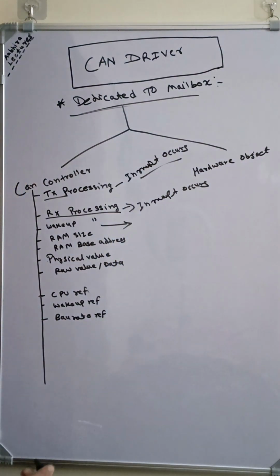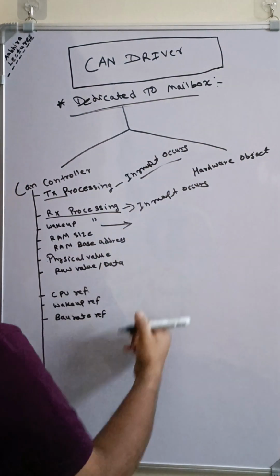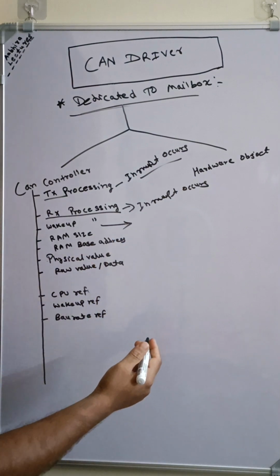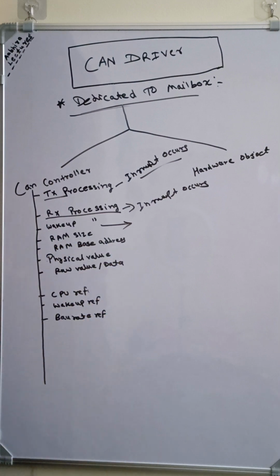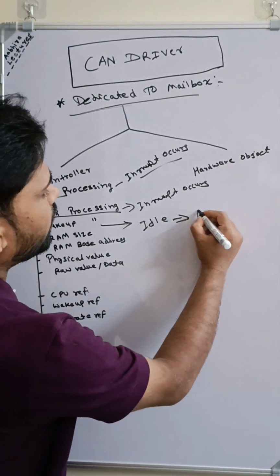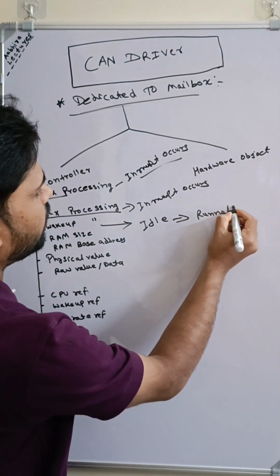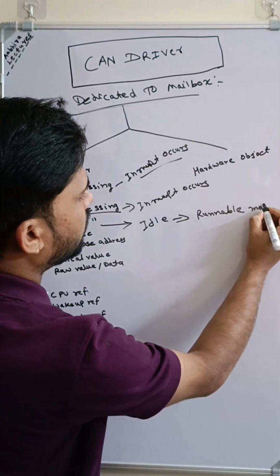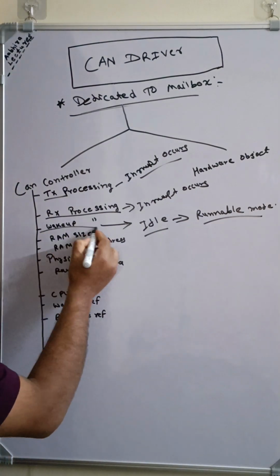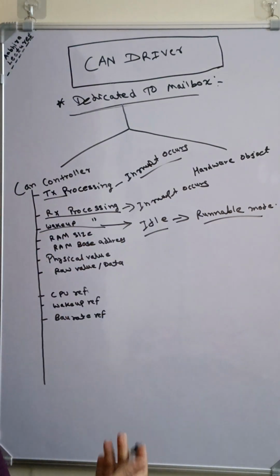Now coming to the wake up processing. In wake up processing, when our ECU or server is in sleep mode or idle mode, at that time some message will come, or ignition on/off, any interrupt will happen, any source will come. At that time it will change from the idle to runnable mode.